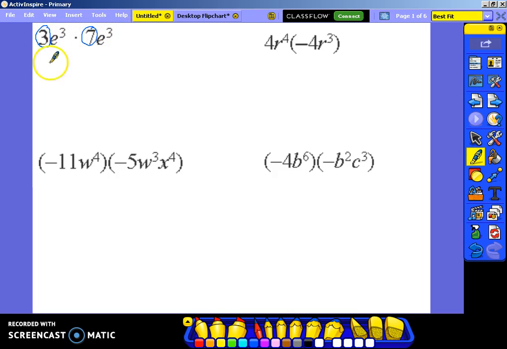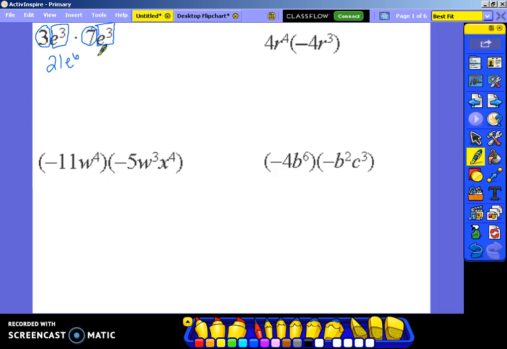3 times 7 is 21. Now I have e to the 3rd power times e to the 3rd power. I keep my base because I'm multiplying an exponent that has the same base. Keep my base, and I add my exponents. 3 plus 3 is 6. So the answer for this would be 21e to the 6th power.